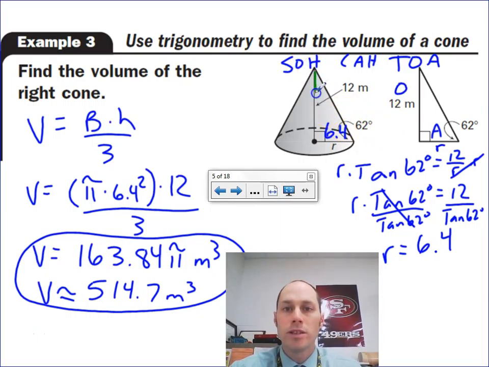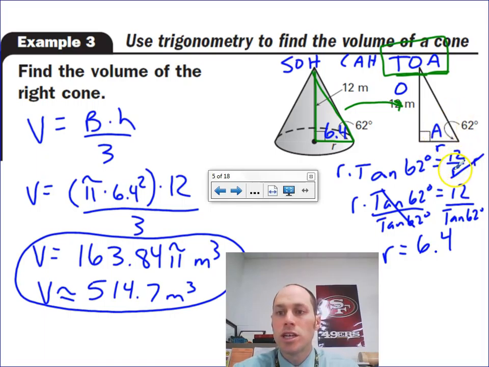So if we take our right triangle from this cone, as we think of our cross section as we view it from the side, it's a triangle. We can pull that out. Now the height is 12, and this angle is 62. We need to find r. So this is my opposite side, this is my adjacent side. O and A, so I'm using TOA. So tangent of 62 equals opposite over adjacent. And then I solve for r, and I get r is 6.4.